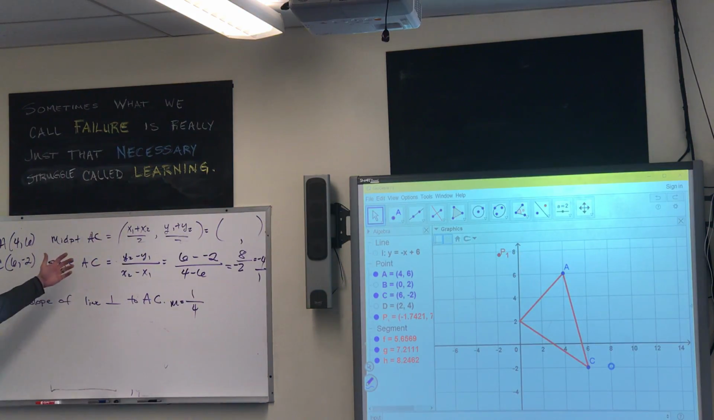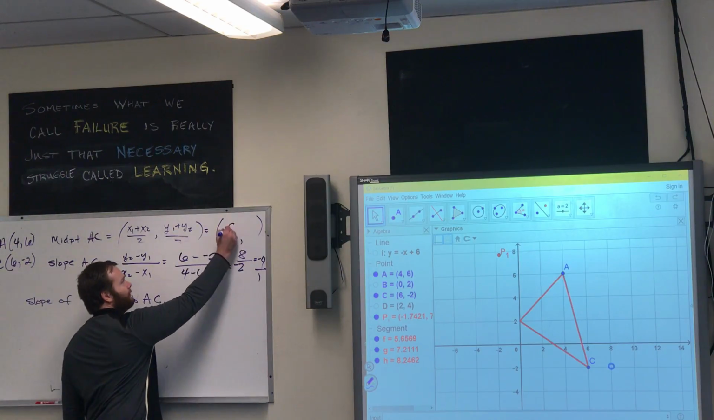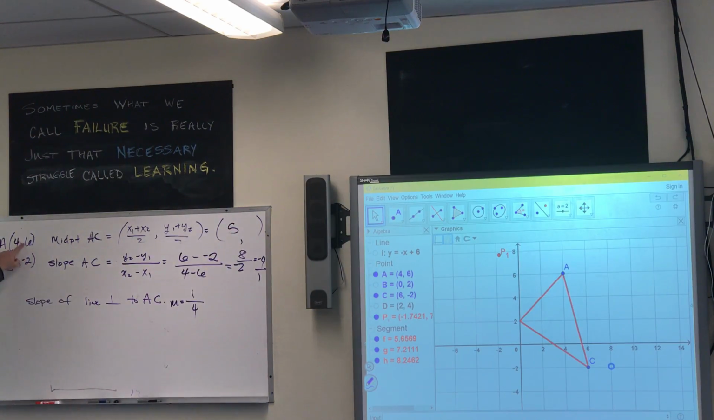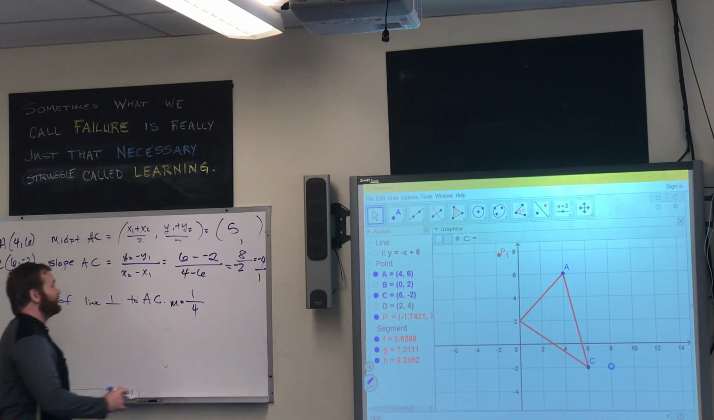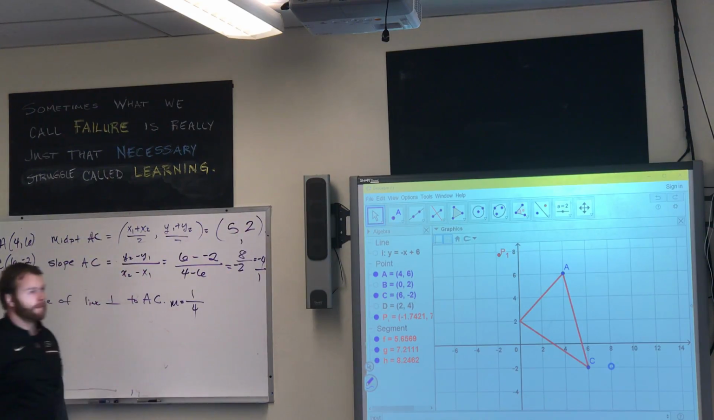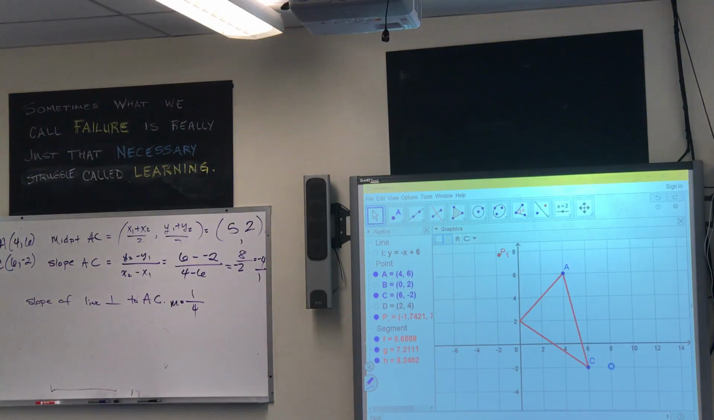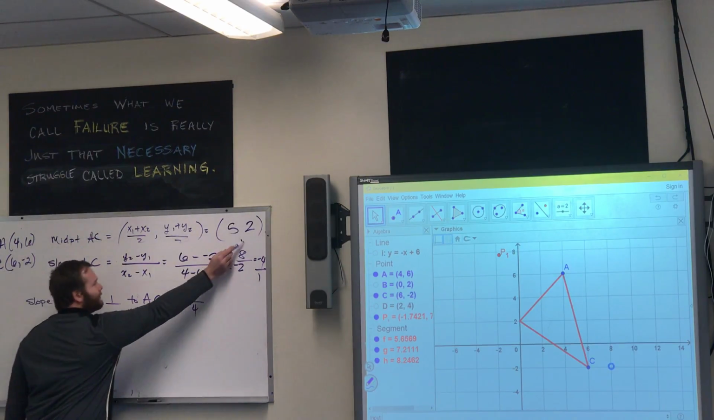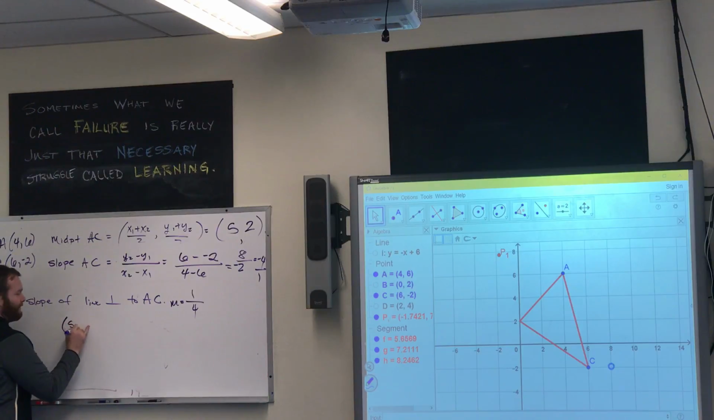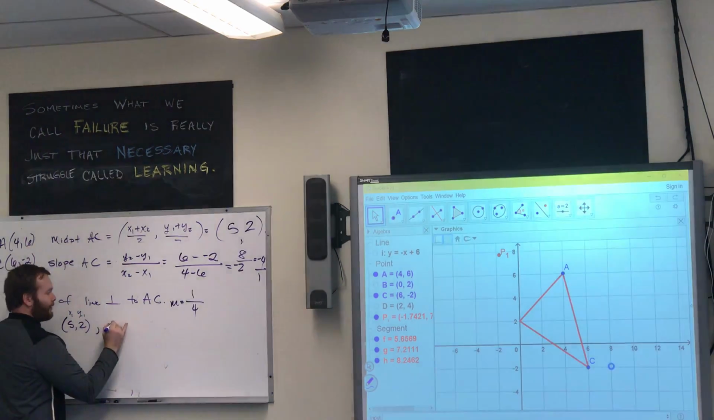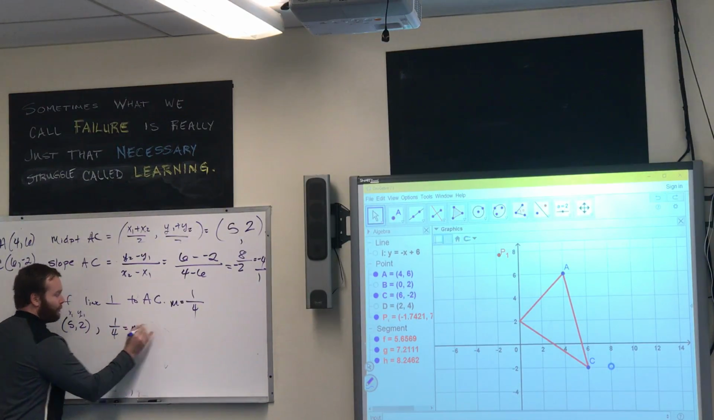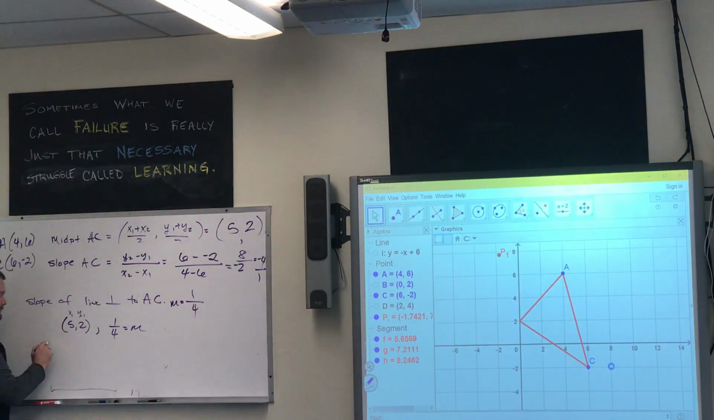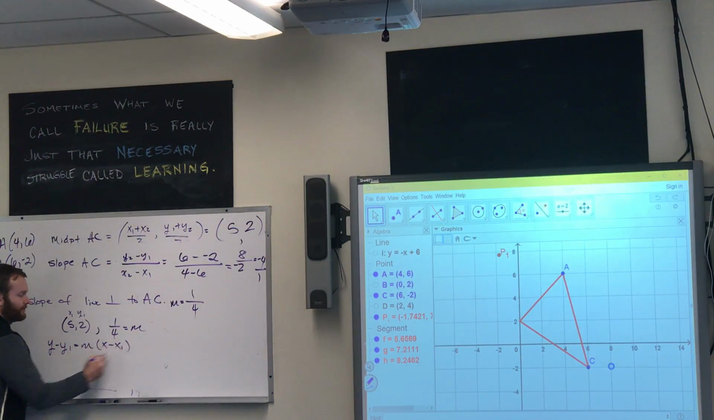Doing the midpoint, x1 and x2, add those together, so 10 divided by 2 gives me 5. And then 6 plus negative 2 gives me 4, divided by 2 gives me 2. So 5 comma 2. That's my x1, y1 that we're going to use, and 1/4 is the slope that we're going to use. Inside, y minus y1 equals m times x minus x1.